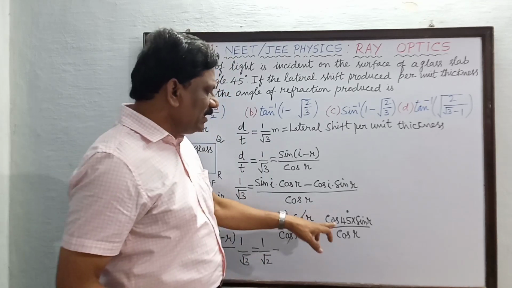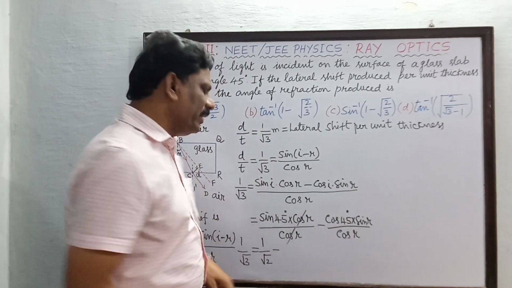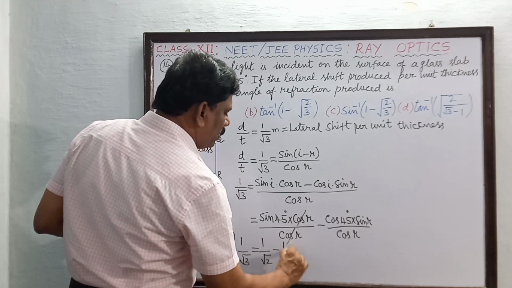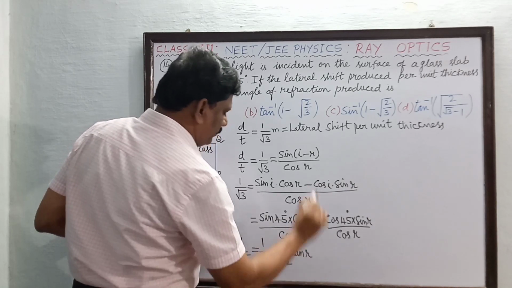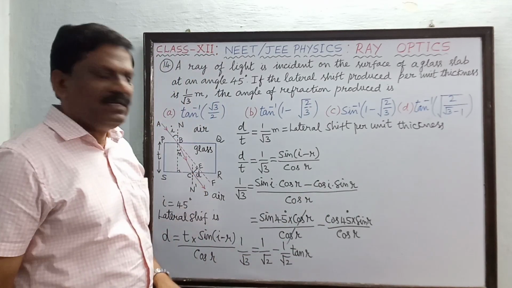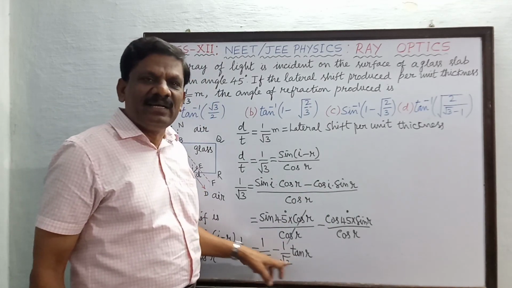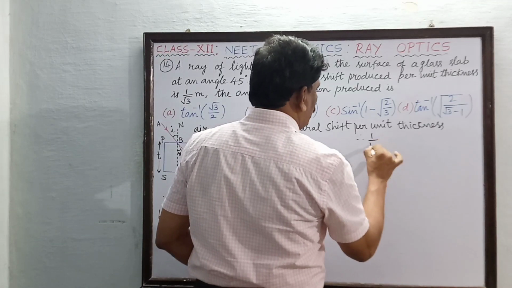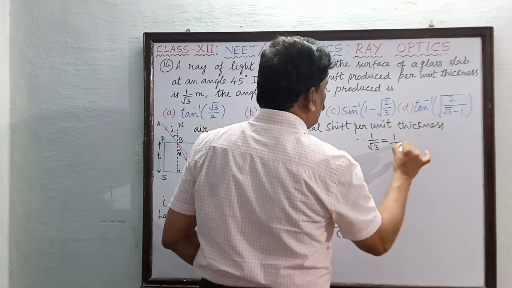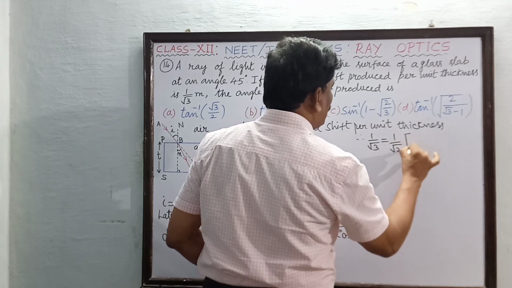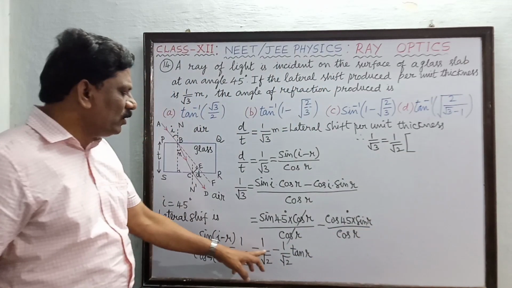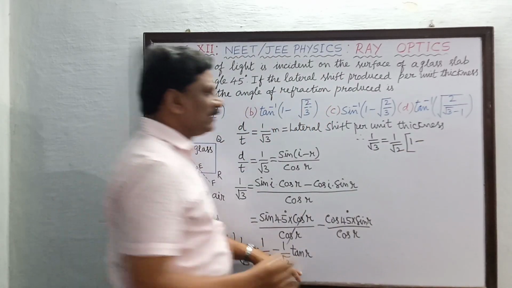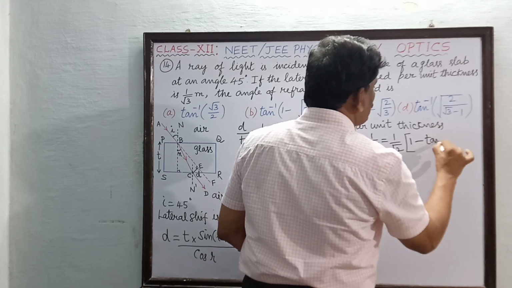And what is the second term? Cos 45 is also 1 by root 2. So this will become what? 1 by root 2 into tan of R. Clear? So what is the common factor here on the right hand side? It is 1 by root 2. Therefore 1 by root 3 is equal to 1 by root 2 taken as common factor. So what is 1 by root 2 into 1? The first term. Minus 1 by root 2 into tan R, that is the second term. 1 minus tan of R.